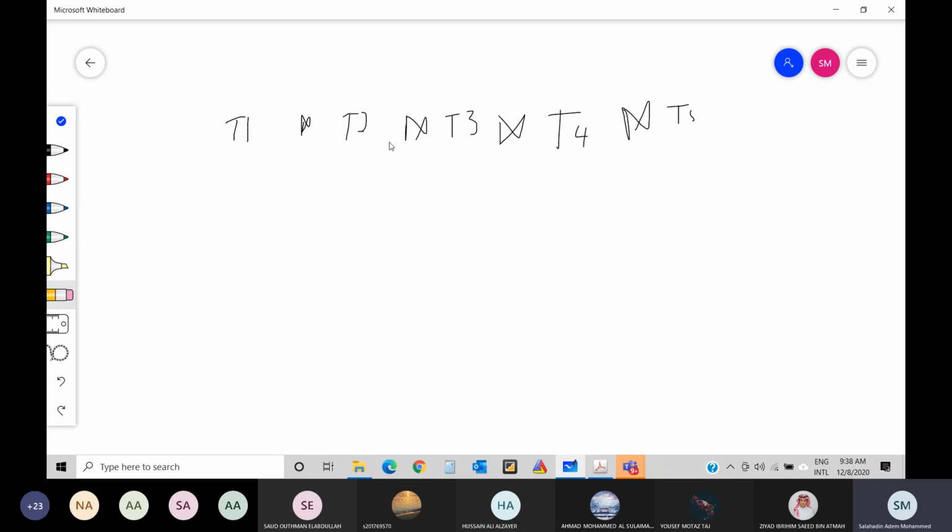Shall we do T1 with T2 first? Then T4 with T5, then the output of T4 and T5 with T3, and then the output of T3, T4, and T5 with T2 and T1. What do you think? How many possibilities do we have here? So many. Too many possibilities.